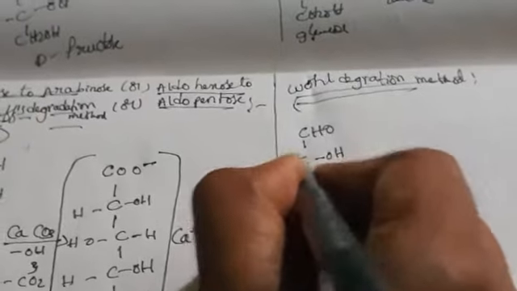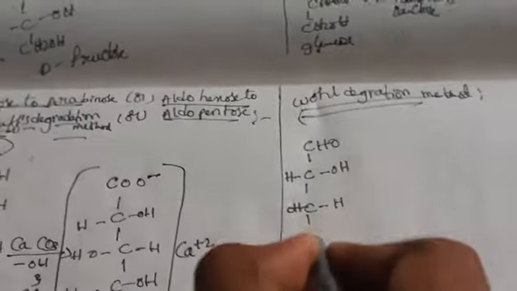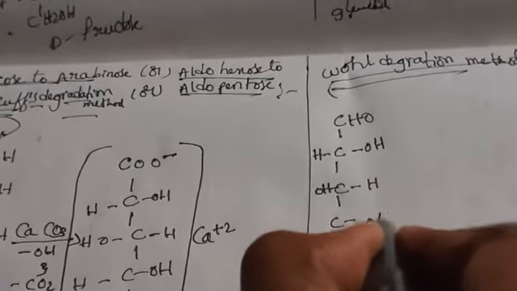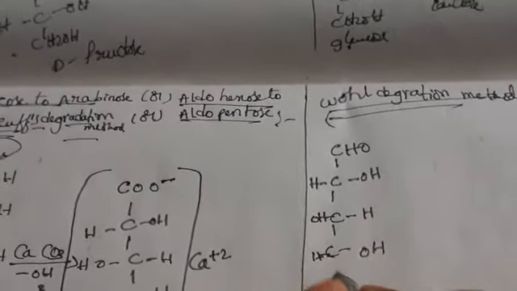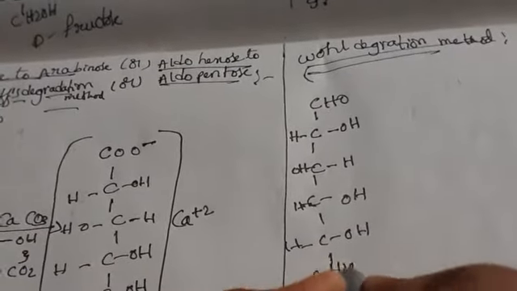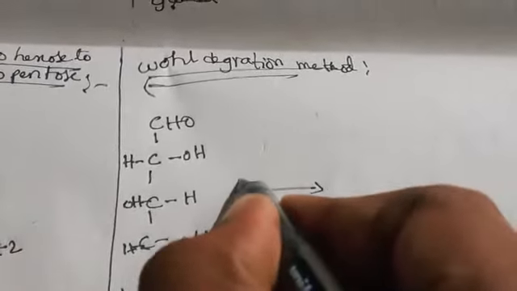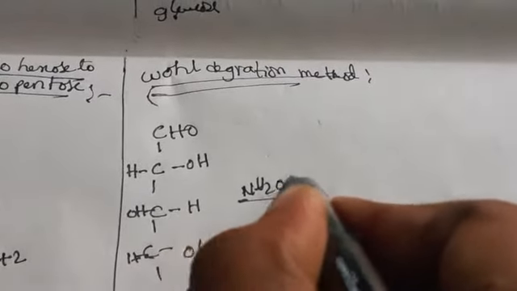So you will be writing CHO, OH, H, CH, OH, H, OH, H, OH, CH2OH. So this is D-glucose, and this should be converted into an aldopentose. So when we treat it with hydroxylamine, NH2OH.